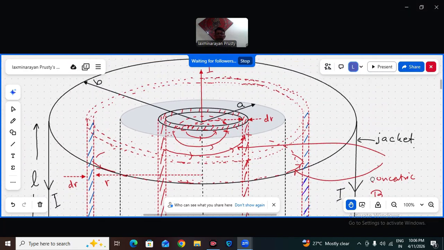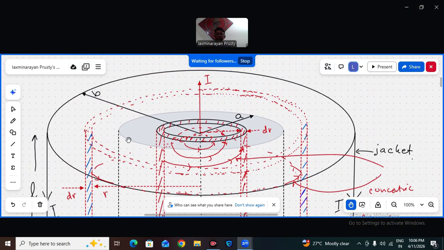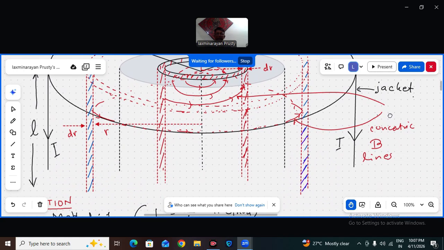So all of you must be knowing, I am not discussing that. The B inside 0 to A, when r is radius is from 0 to A, there is B inside, concentric B, and between radius A to radius B also concentric B. Their expressions will be different, but both the places the field will be concentric, as I have shown in these concentric circles. And outside the jacket, there will not be any magnetic field. क्यों भाई?